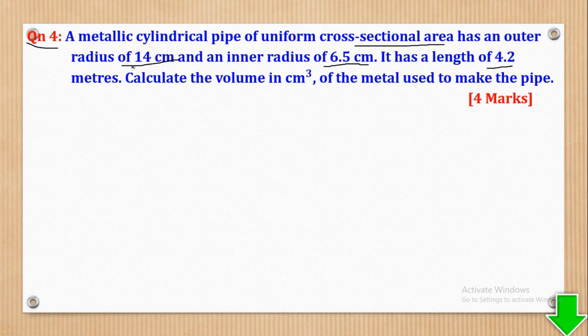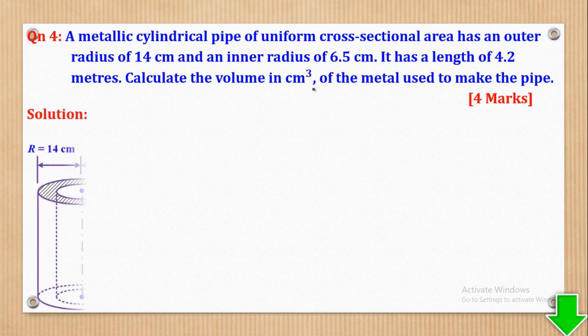So note this word, radius was in centimeters. Radius is in centimeters, but the length is in meters, so you must be very keen. Calculate the volume in centimeters cubed of the metal used to make the pipe. So that means that this meters has to be converted to centimeters for you to be able to get the volume in centimeters cubed.